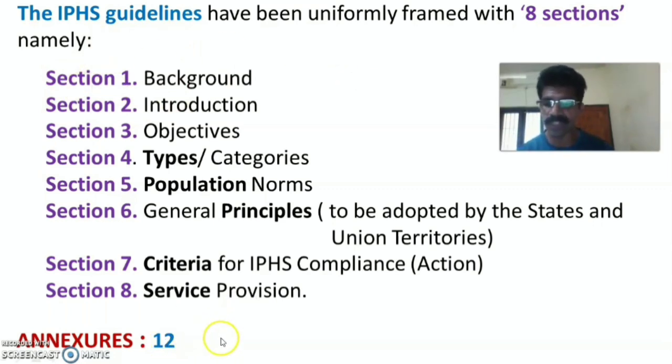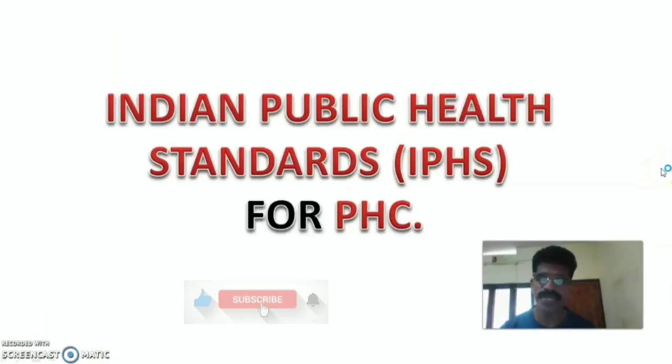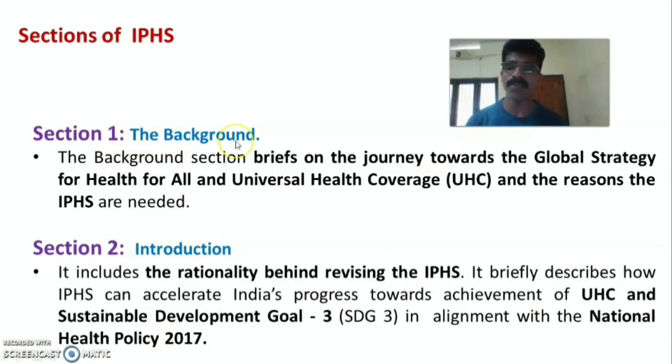After that, we have 12 different annexures related to the IPHS guidelines 2022 of the particular institution or health center. Now let us talk in detail about the Indian Public Health Standards for Primary Health Center. The first one is section 1, that is the background.